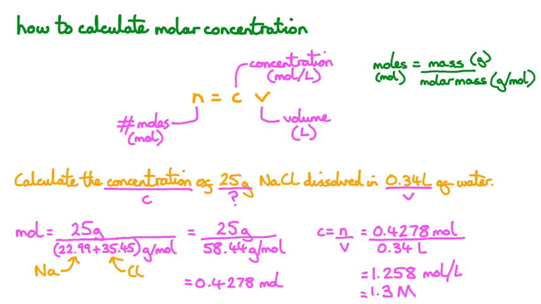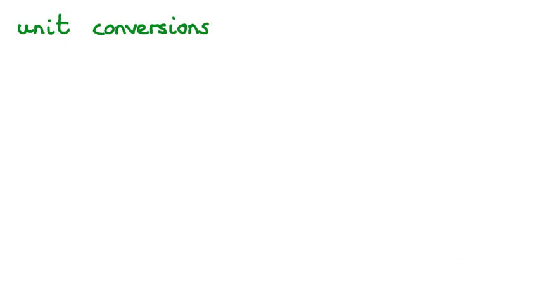Of course, we can round our answer to two significant figures so that it matches the level of accuracy in our question. And moles per litre is the same as molar, so we could give our answer as 1.3 molar. Now that we know how to use our key equation, let's have a look at what happens if we're given different units. You may come across units which are not ideal for the calculation you're performing. So let's look at some common unit conversions that you might need.